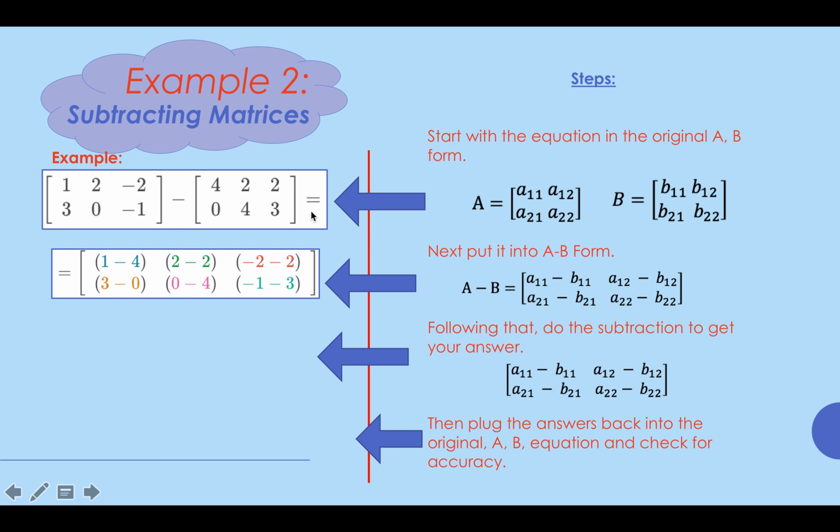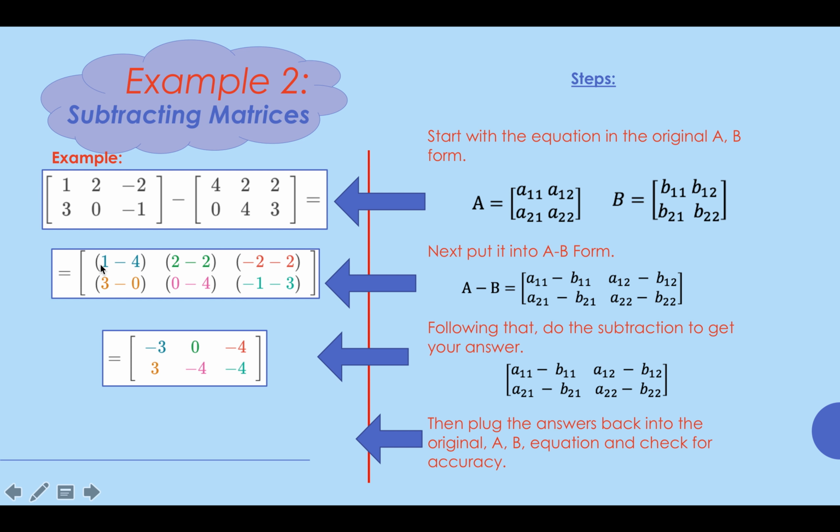Next, we're going to put it into A minus B form, as opposed to A plus B, since we are subtracting. So, of course, we have 1 minus 4, 2 minus 2, -2 minus 2, 3 minus 0, 0 minus 4, and -1 minus 3. So we have it in our A minus B form. Next we can do the subtraction to get our answer.